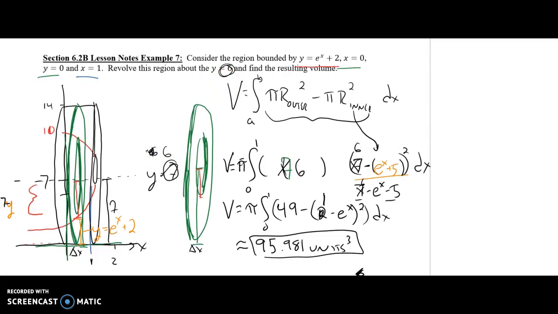So what I'm going to do is try and do a couple more of these examples because they are challenging, especially one that's revolved around a negative axis as well as one that's revolved around a vertical axis. So, more to come.